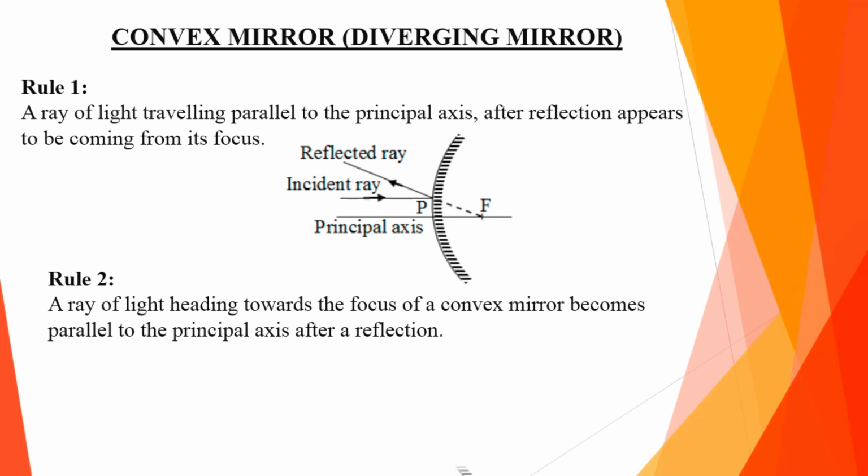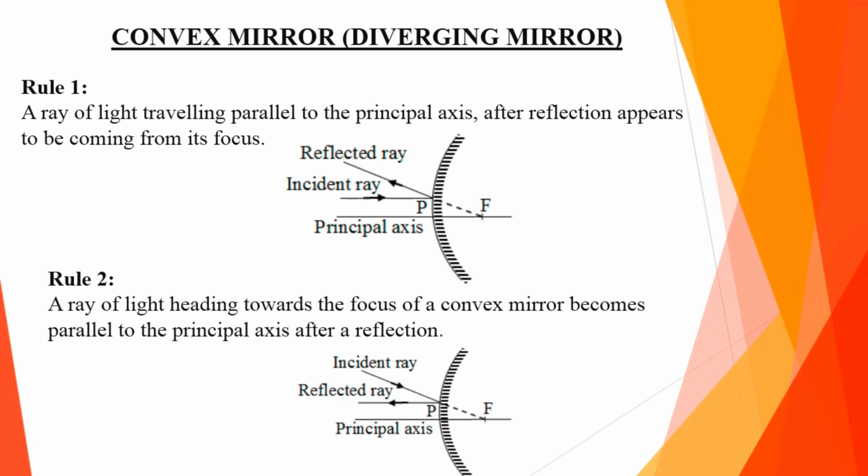And rule number 2: a ray of light heading towards the focus of a convex mirror is reflected such that it becomes parallel to the principal axis. See, the ray of light that is going towards the focus of the convex mirror becomes parallel to the principal axis after reflection.